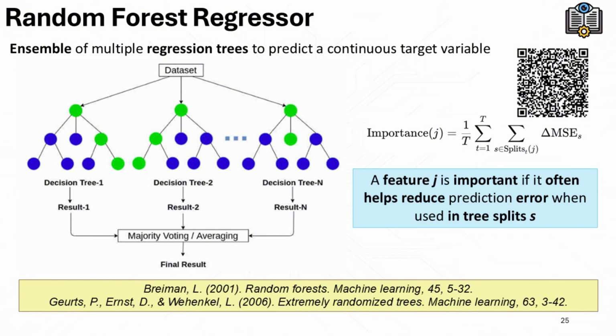Specifically, the mean squared error, MSE, every time it is used to split a node across all T trees in the forest. Simply put, a feature J is important if it often helps reduce prediction error when used in tree splits. This is a game changer for our demand prediction. Instead of guessing if promotion or ad spend matters more, the random forest mathematically tracks which variable consistently cleans up the most error. By leveraging this reduction in impurity, we can rank our features with high confidence.